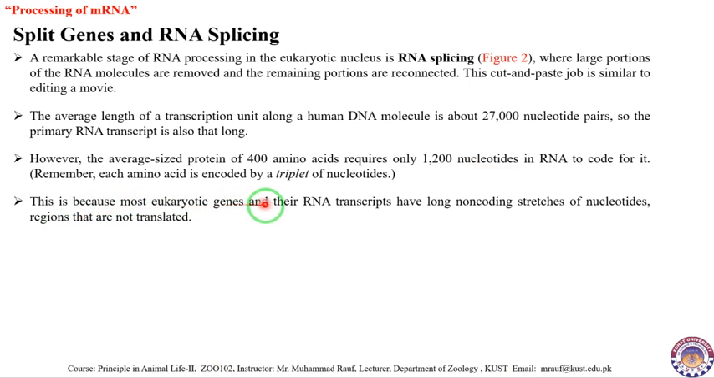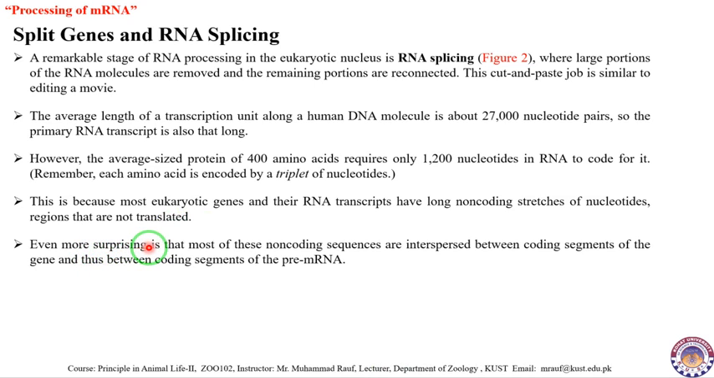This is because most eukaryotic genes and their RNA transcripts have long non-coding stretches of nucleotides that are not translated. Even more surprising is that most of these non-coding sequences are interspaced between coding segments of the gene and thus between coding segments of the pre-mRNA, meaning the coding and non-coding regions are intermixed. Suppose there are 200 to 300 intron sequences, then after that there are some sequences which represent amino acids, then again there are certain sequences which are intronic.